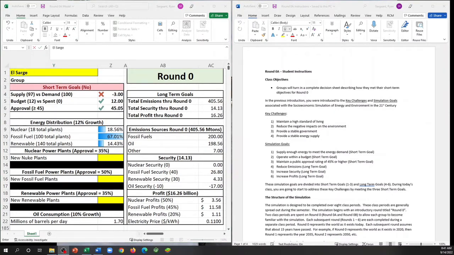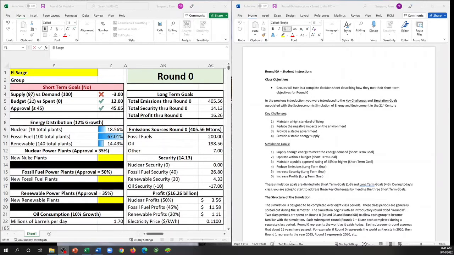I have simplified this simulation by dividing up energy power plants into 3 different types: nuclear energy, fossil fuel energy, and renewable energy. And building these energy power plants has different effects. You, as a government entity, inherited an existing energy infrastructure.